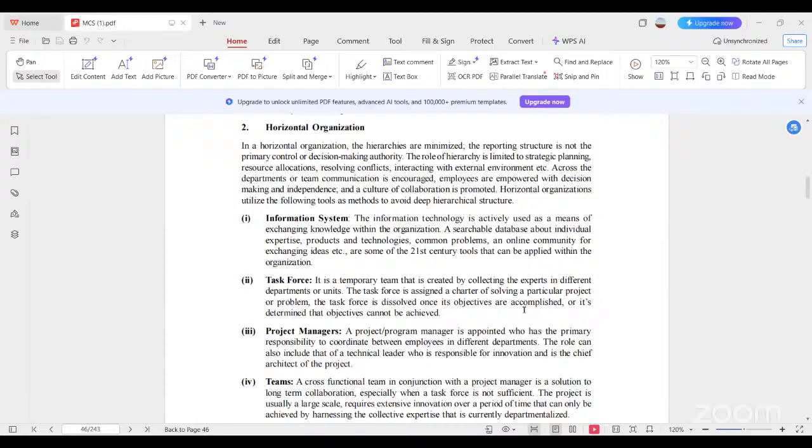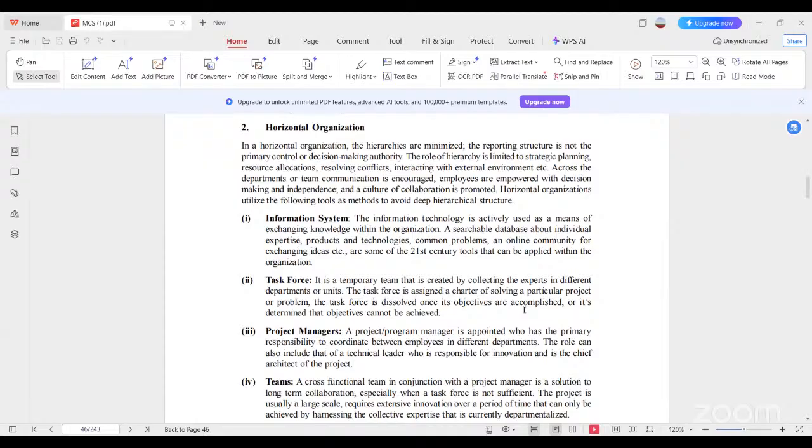Now, the first tool is the information system. These are the tools used to avoid deep hierarchy. The first is the information system. IT is used extensively to share knowledge, exchange ideas, and reduce dependency on managerial approvals.